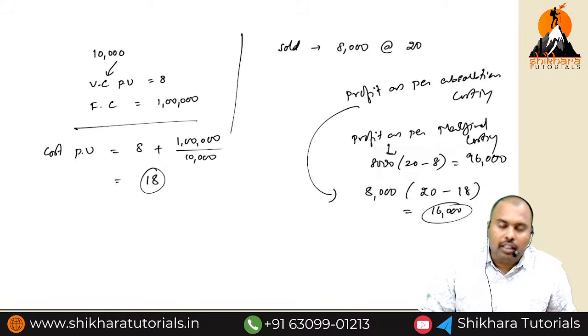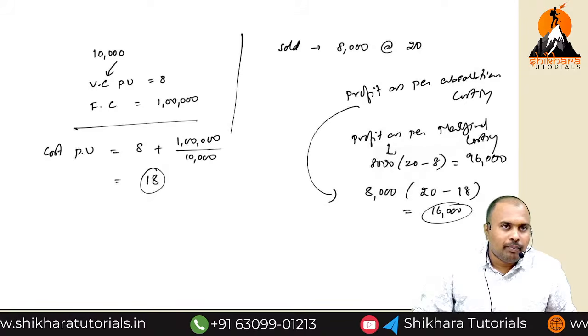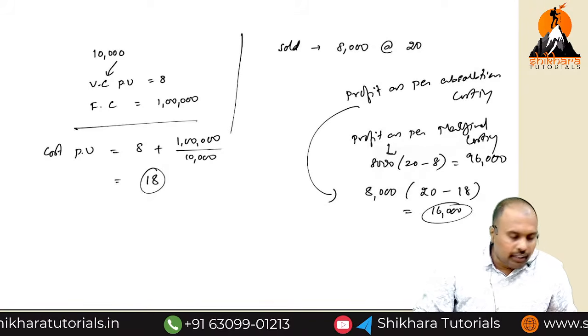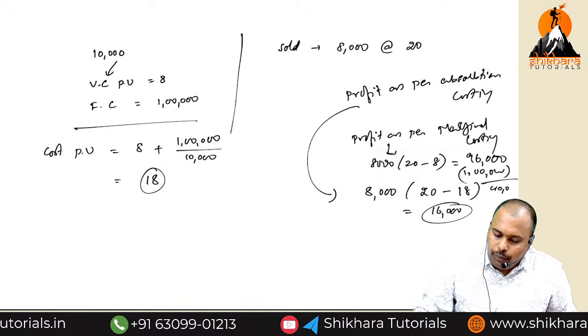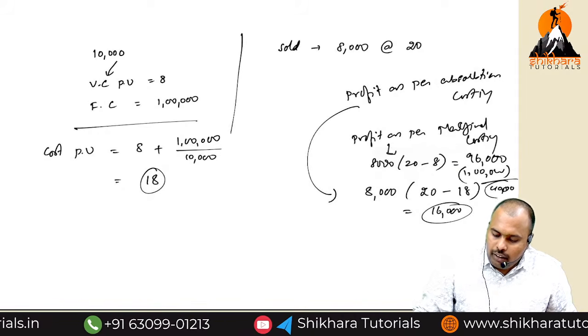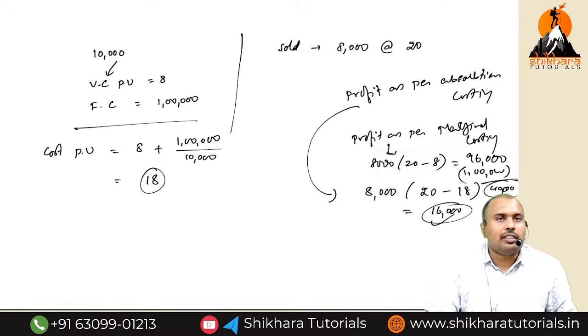96,000. From that contribution, he will recover the total fixed cost, which is 1 lakh. So the loss according to marginal costing is 4,000, but the profit according to absorption costing is 16,000.